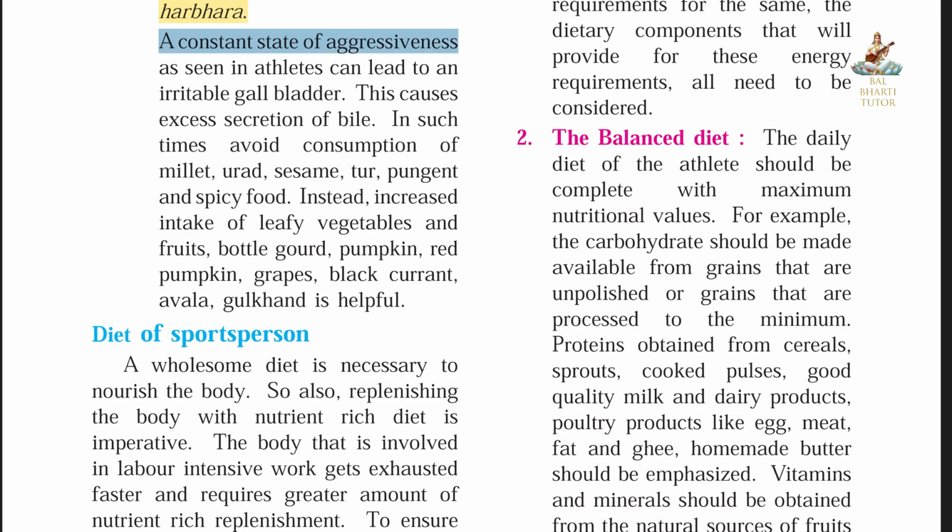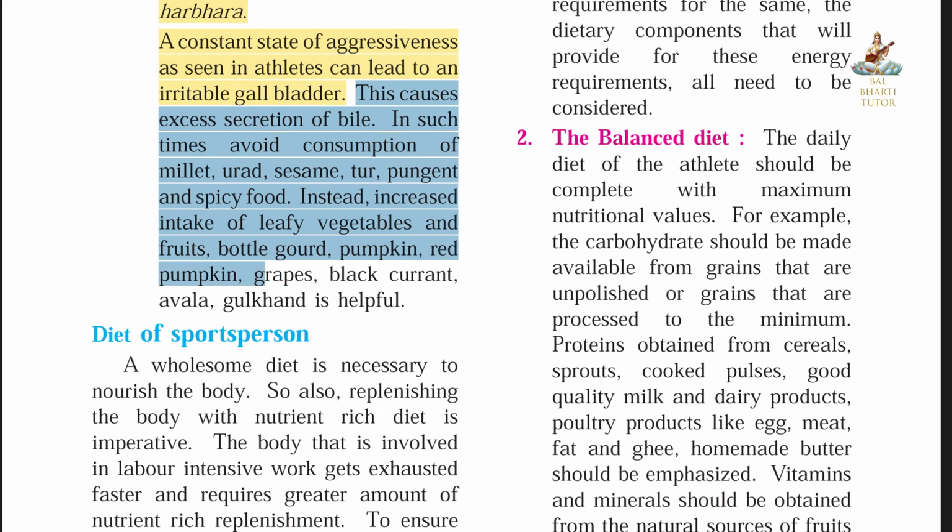A constant state of aggressiveness as seen in athletes can lead to an irritable gallbladder. This causes excessive secretion of bile. In such times, avoid consumption of millet, urad, sesame, tur, pungent and spicy food. Instead, increased intake of leafy vegetables and fruits, bottle gourd, pumpkin, red pumpkin, grapes, black currant, avala, gulkhand is helpful.